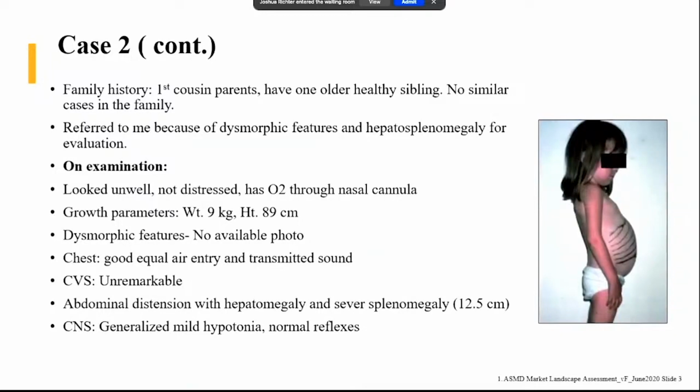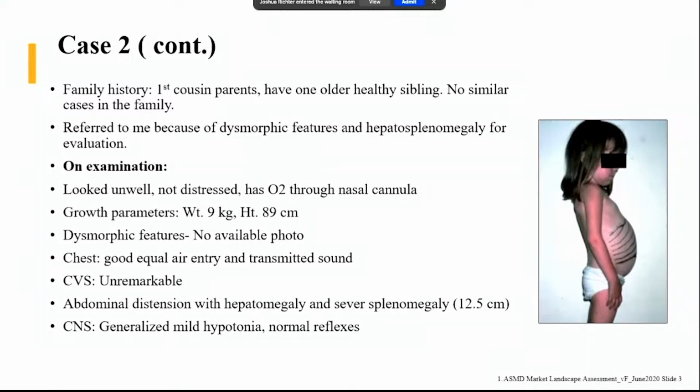Regarding her family history, the parents are first cousins, and have one older healthy sibling, with no similar case in the family. The patient was referred to me because she has dysmorphic features and abdominal distension with hepatosplenomegaly, to rule out metabolic disorders. On examination, she looks unwell, not distressed, but she was on oxygen through nasal cannula. Her weight was below the 5th centile, but her height was okay. She was dysmorphic, mainly with coarsening of facial features.